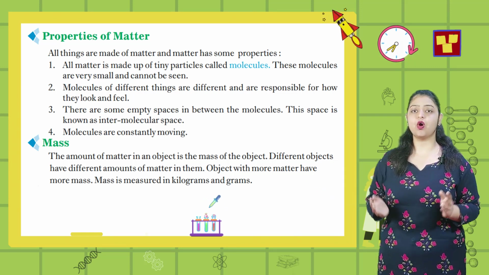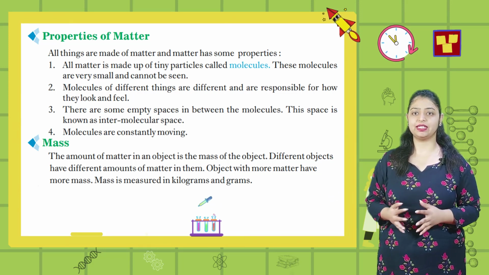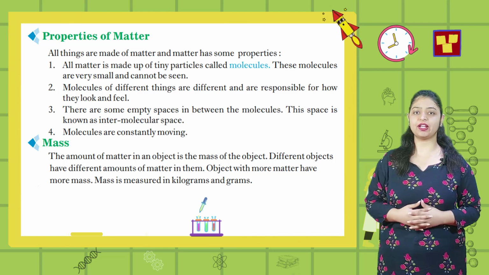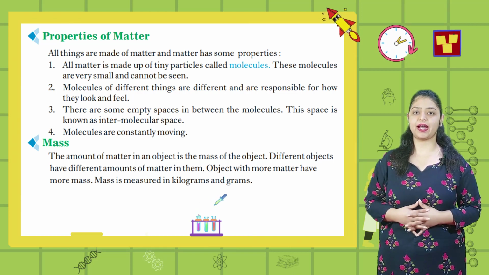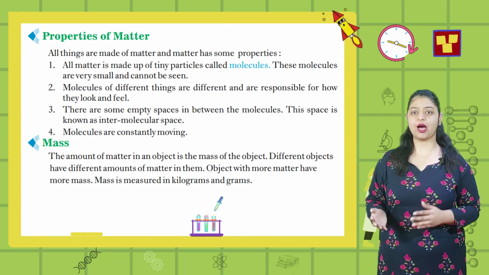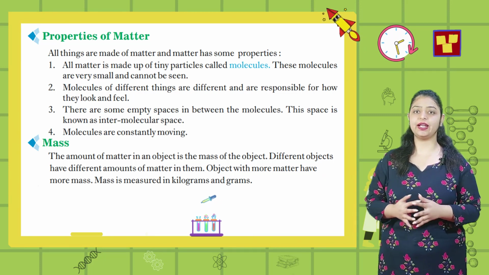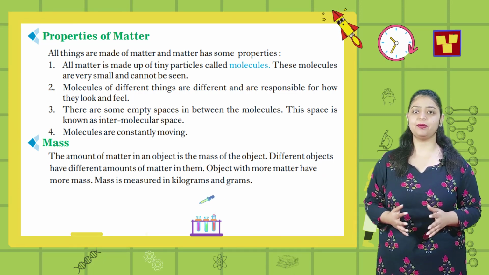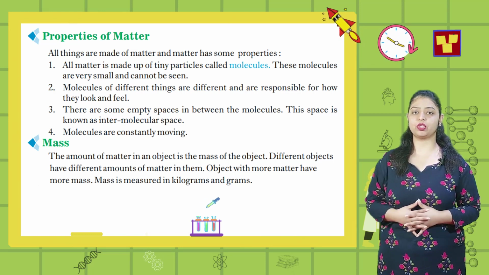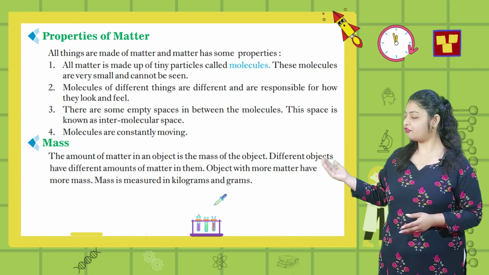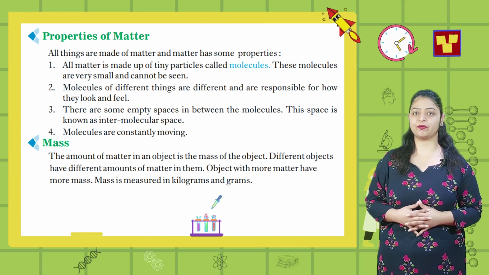First, all matter is made up of tiny particles called molecules. These molecules are very small and cannot be seen. Molecules of different things are different and are responsible for how they look and feel. Third point is there are some empty spaces in between the molecules. This space is known as intermolecular space. Fourth point is molecules are constantly moving.